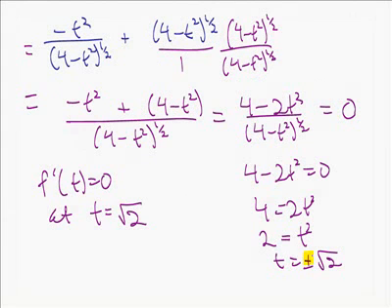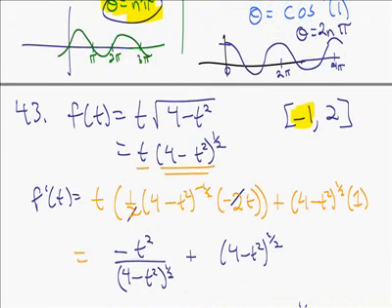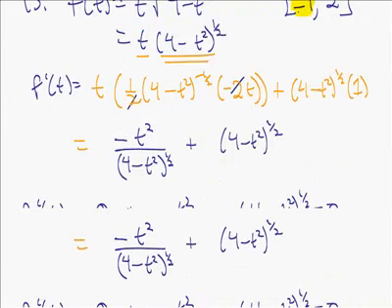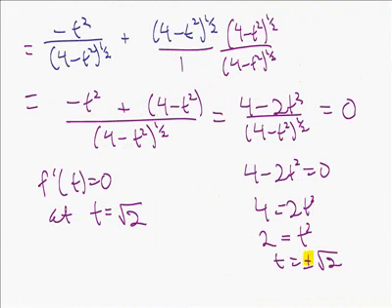Again, it also equals 0 at the negative square root of 2, but that is not in the domain we were given, the interval between negative 1 and 2. Negative square root of 2 is less than negative 1. So we only take critical points that are in our interval.